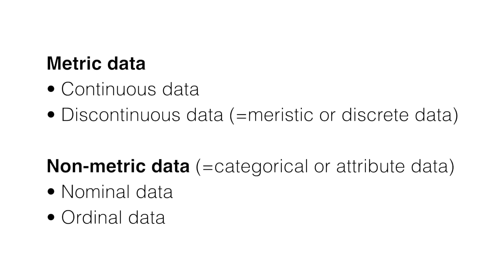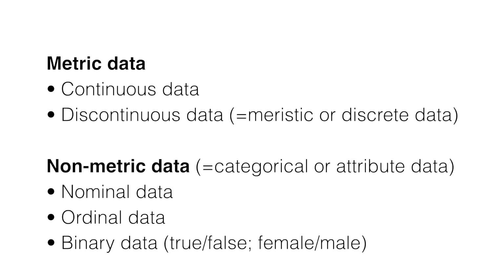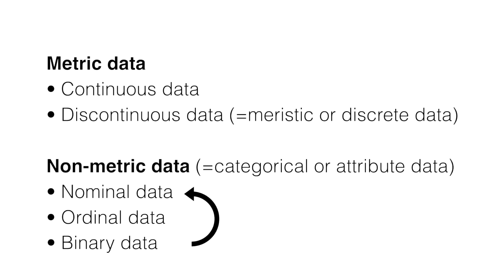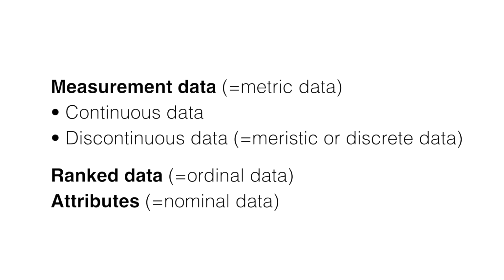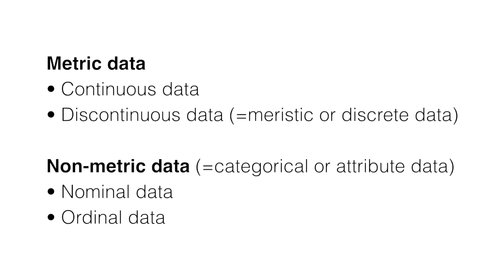Sometimes people want to add a data type called binary data. For example, true and false, or female and male. However, binary data is in principle nominal data, so there is not really a need to add complexity into this classification scheme. Some people also prefer to structure data types using this classification scheme. Here, metric data are called measurement variables, rank data are ordinal data, and attributes are nominal data. To conclude, whenever you are uncertain about data type, just ask the following question: what did I measure in each individual?